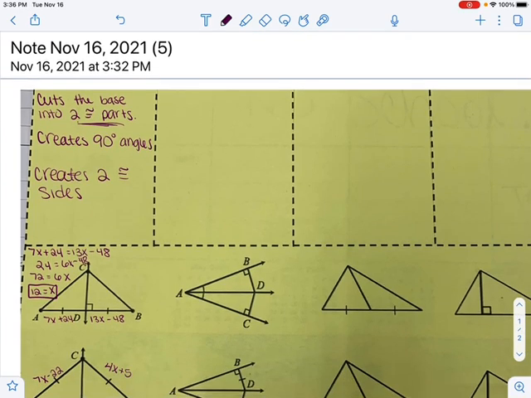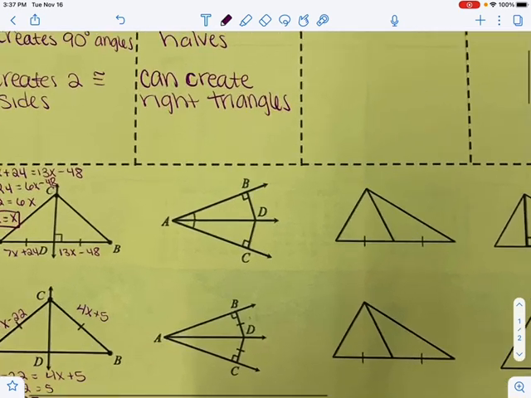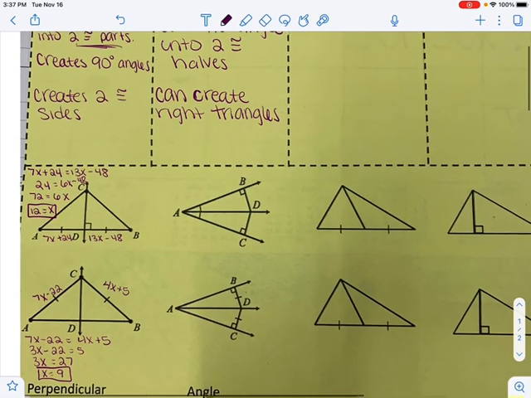The angle bisector cuts the angle into 2 congruent halves. And also we can create right triangles out of this. Okay, so again, 2 congruent halves. So when we see the word bisector, we know we can start setting things equal to each other.